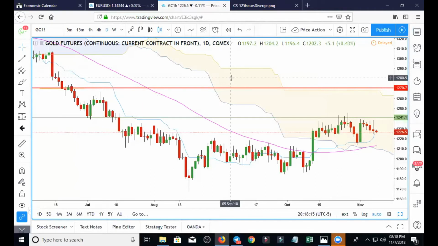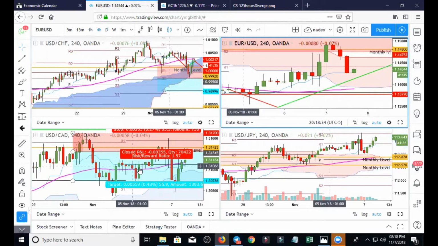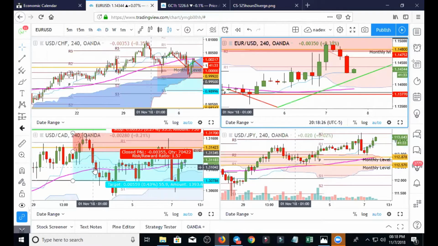I've been waiting for this. I've been eager to check this out. Let's look at the Forex market. As per past predictions, we already took the US dollar CAD trades.